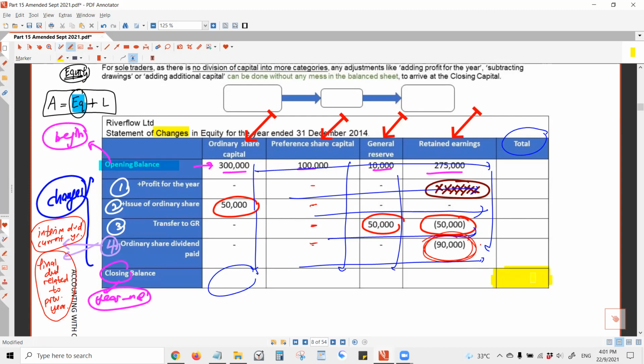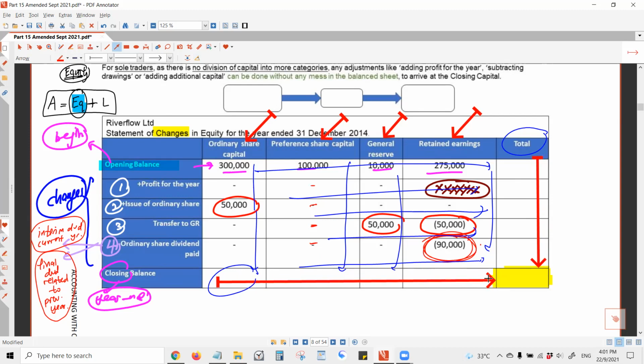Common mistake made by students. You see, this figure, you can calculate it with two methods. First method is you calculate it vertically downward. Second method is you total up horizontally to the right. You must get the same figure.